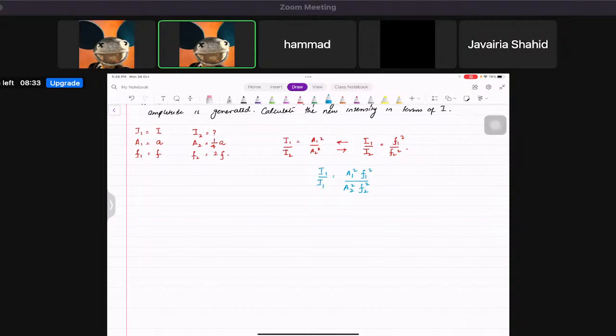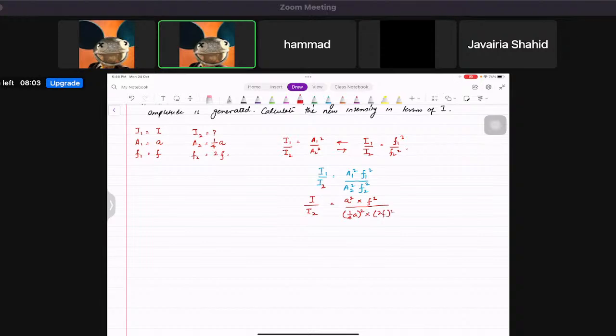And now let's put in the values. So for I1, I would say it is I. I want to find, sorry, this is I2. I want to find I2, and A1 is just A square, and frequency 1 is just F square, divided by the new A, which is a quarter of A, so 1 quarter of A square, times the other one is 2F, so 2F whole square. So I've just done that.